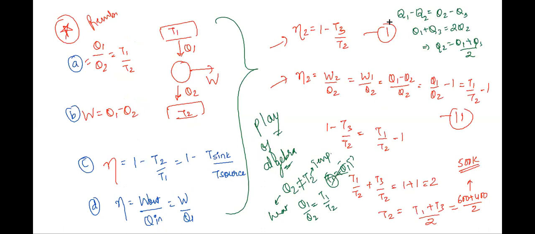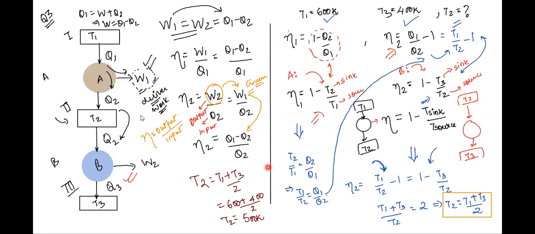So class, have a look. Atul has come up with one more technique of solving this question. He just equated the work from the first and the second engine, because this is given in the question: that work delivered by the first engine is equal to work delivered by the second engine, or Q1 is equal to Q2. It's given in the question. Q1 and Q2 are equal.